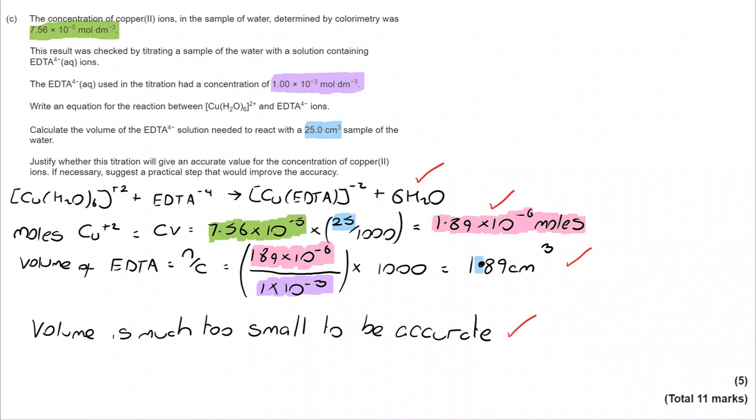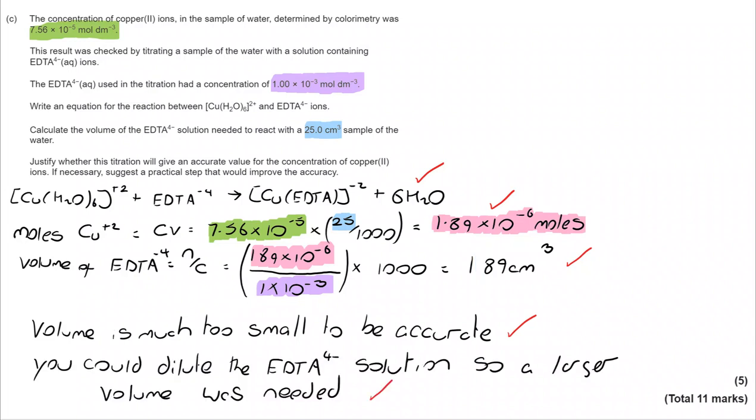So what could we do? Well, you could dilute the EDTA 4- solution down so that a larger volume is needed. If you multiplied that down by a factor of 10, that would take you to 18.9 centimetres cubed.